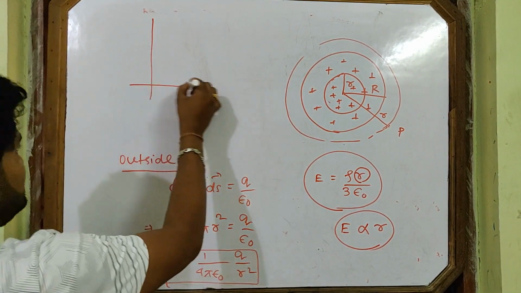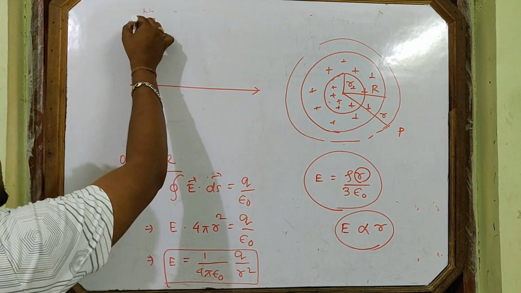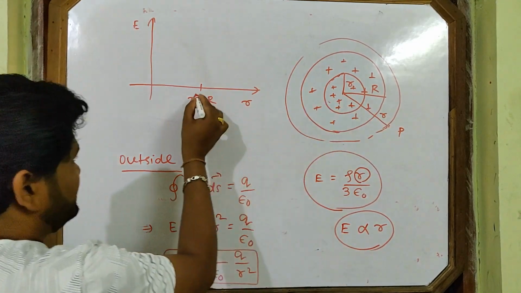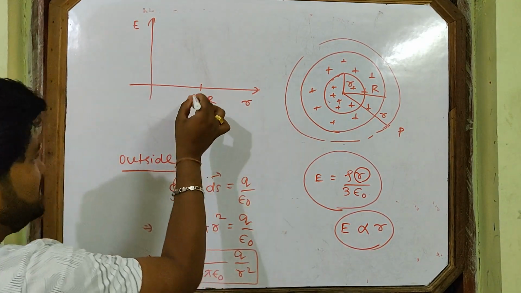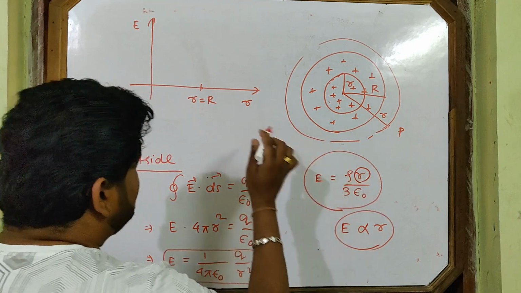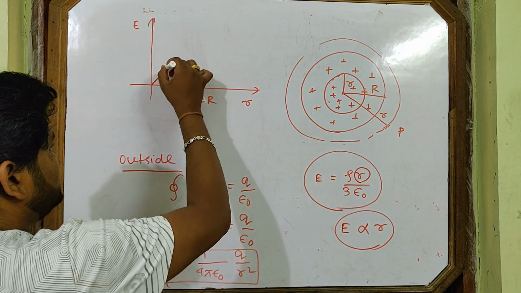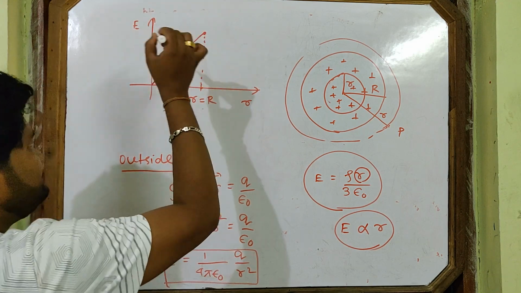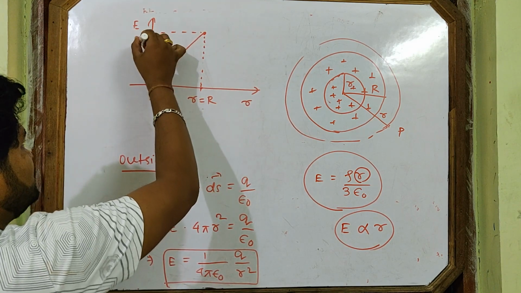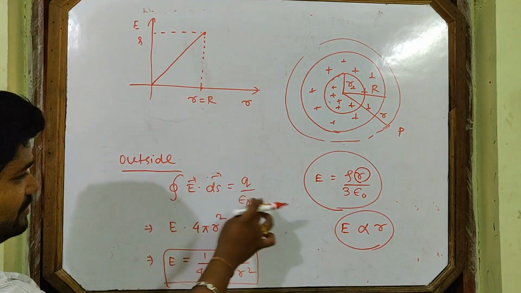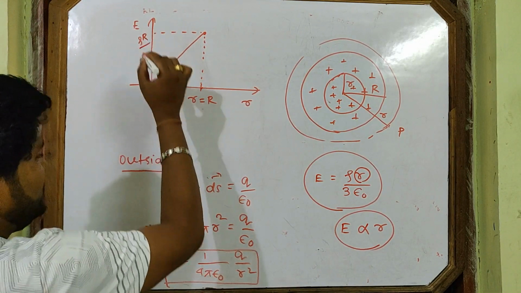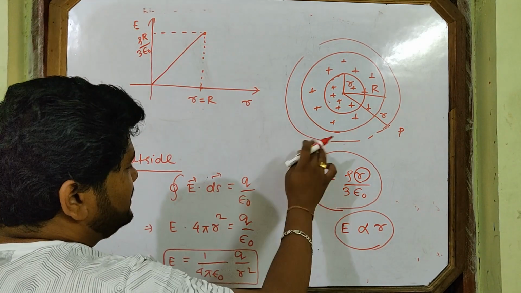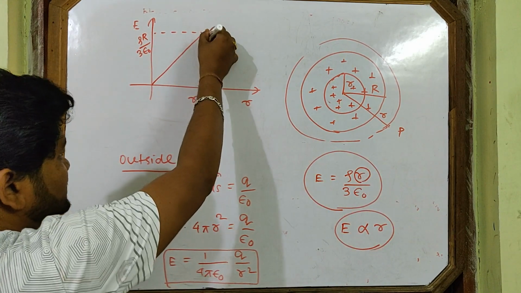Now you come to the graph. How will we draw the graph here? E versus r. Take a point r equal to R, which is the surface. This side is inside, this side is outside. Inside, how does it depend on r? Directly proportional. And just at this point, it is maximum. What is the maximum value? Rho capital R by 3 epsilon naught, which I wrote on the surface just before. Then outside the surface it is inversely proportional, to r square.